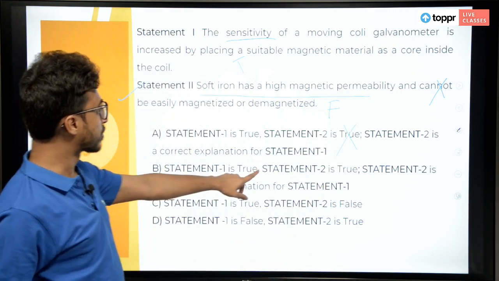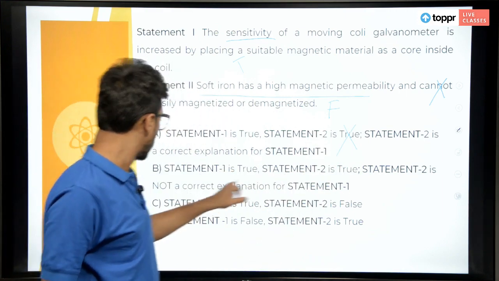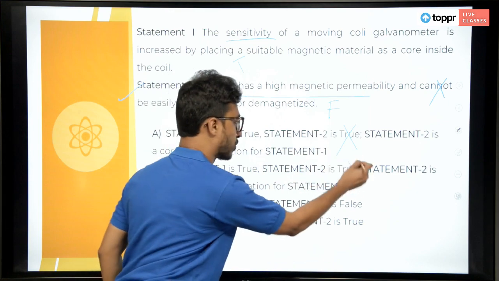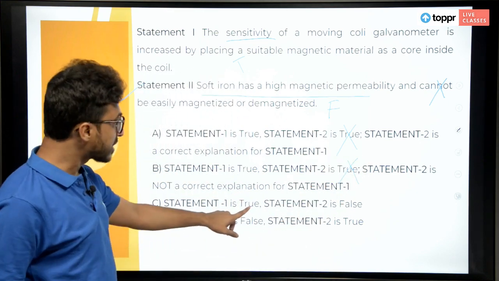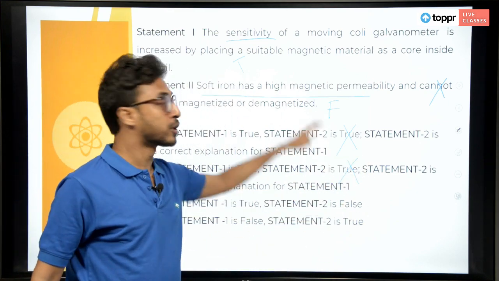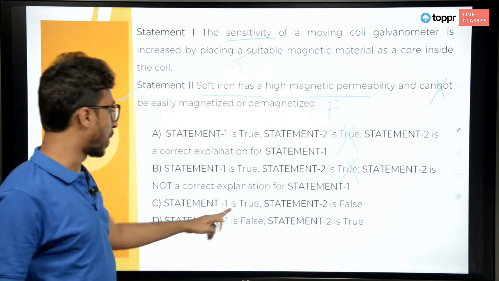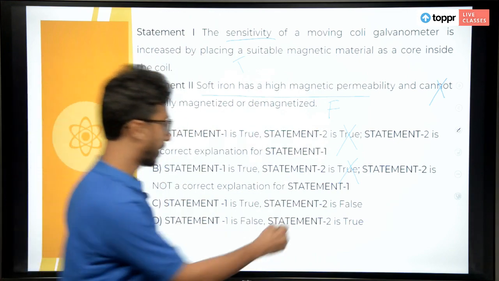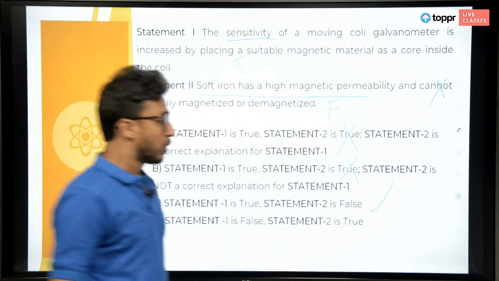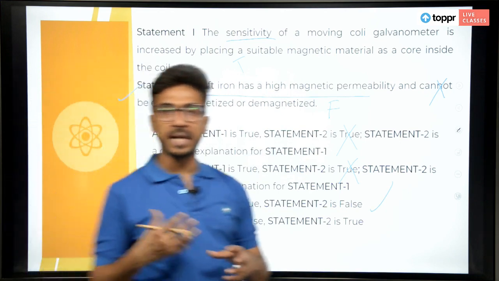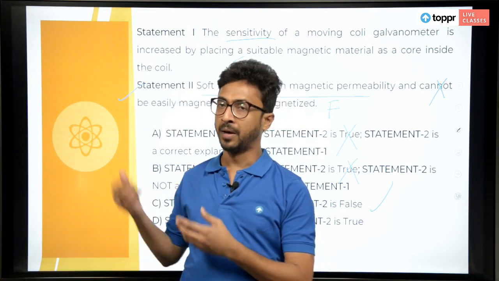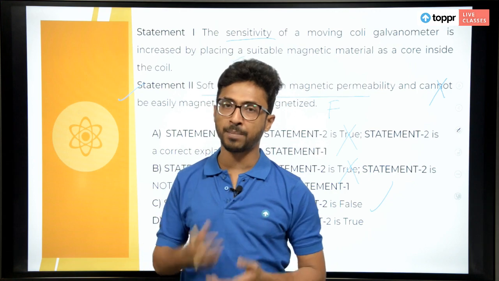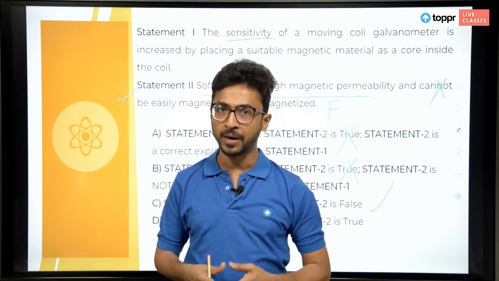Statement 1 is true, statement 2 is true, but statement 2 is not a correct reason. No, this is also not true. Statement 1 is true, statement 2 is false. So our option will be statement 1 is true, statement 2 is false. So these are the kind of questions that you will get from this chapter, from this topic, magnetic effects of current and magnetism, right?